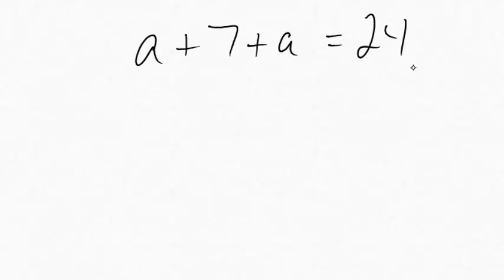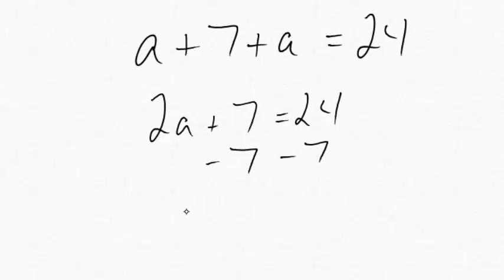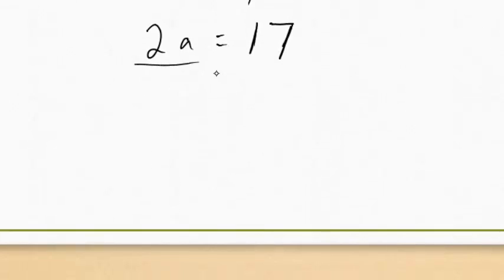So now, A plus A, that is 2A. 2A plus 7 equals 24. To get 2A by itself, we need to subtract 7 from both sides. So 2A equals 17. Now we need A by itself, so we're going to divide both sides by 2.